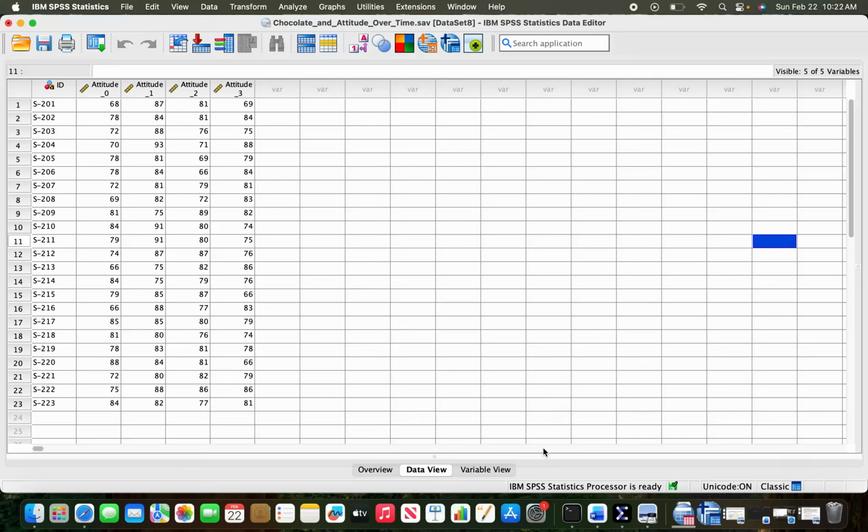Today we're going to be conducting a repeated measures ANOVA test. Basically, we have people's attitude about chocolate over time, starting with the pretest, then 5 minutes later, then 1 hour later, then 4 hours later. So that's what attitude 0, 1, 2, 3 equals.